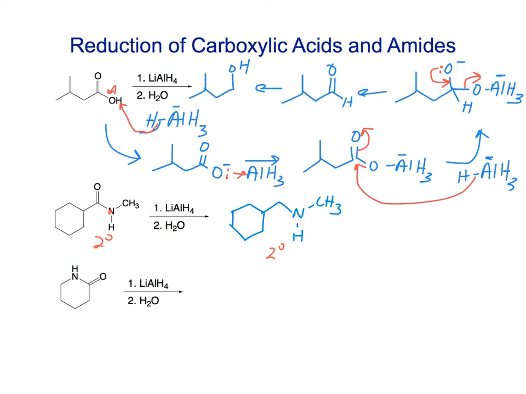What if we had this amide in a ring like this? This is called a lactam. It's a cyclic amide. So what would we get out of that?